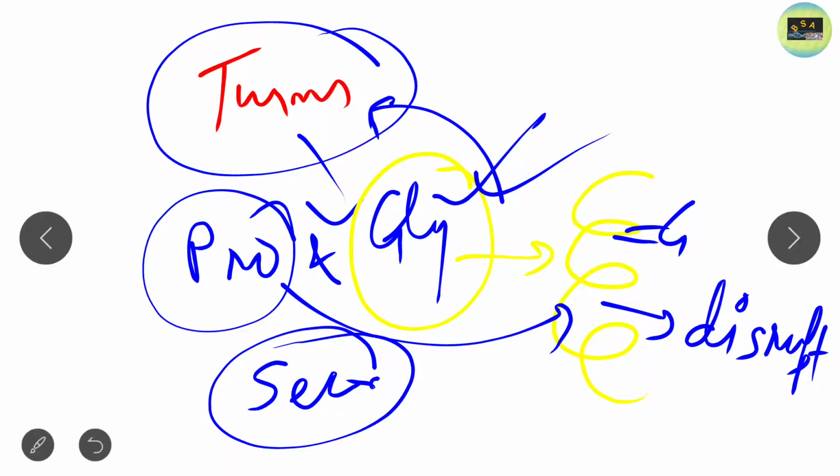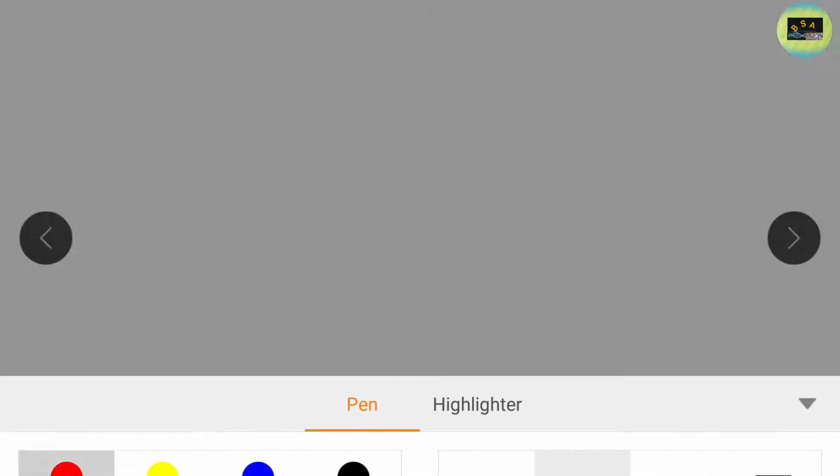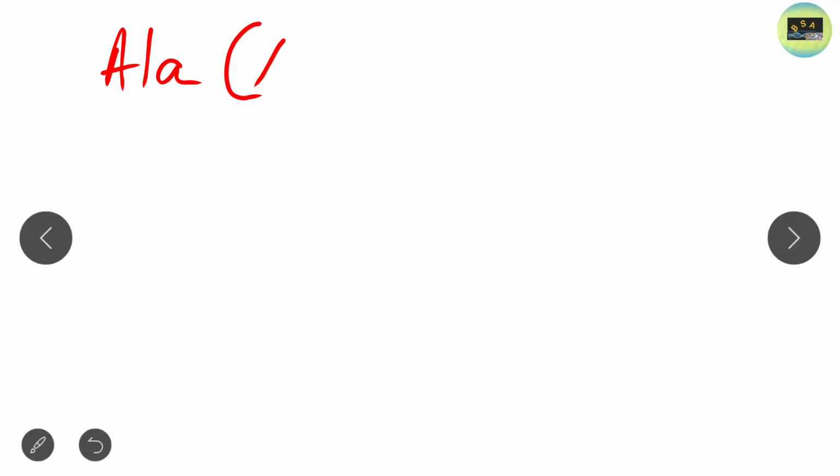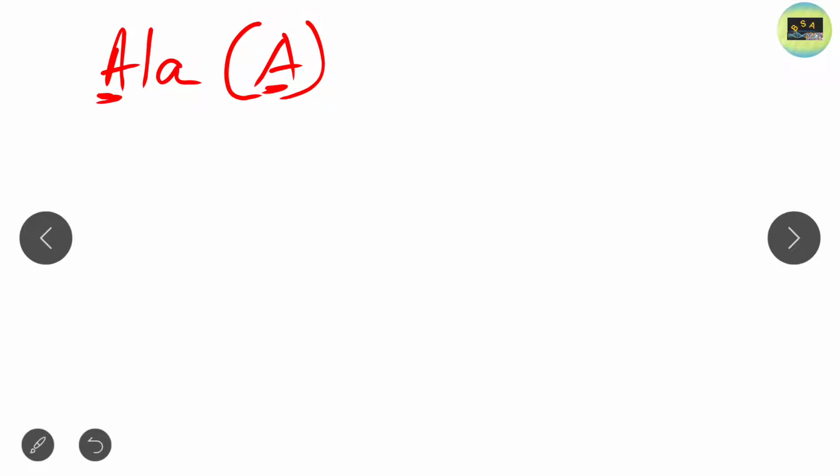Now look at the next amino acid, which is non-polar in nature, and that is alanine. So what is the single letter word for alanine? The single letter word for alanine is A. A for alanine. Just remember it like this. Clear?